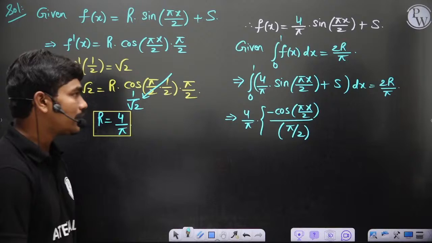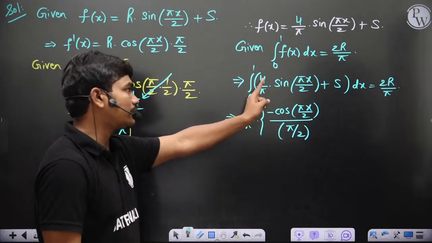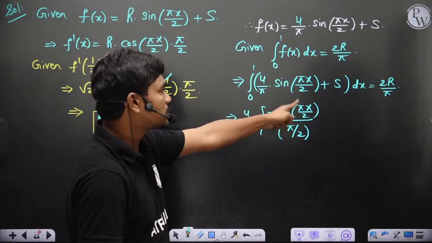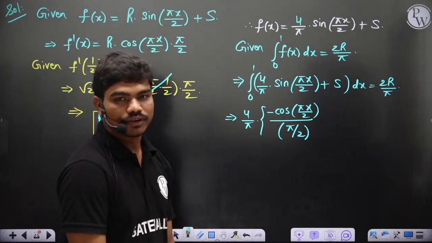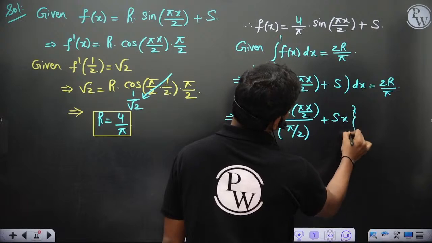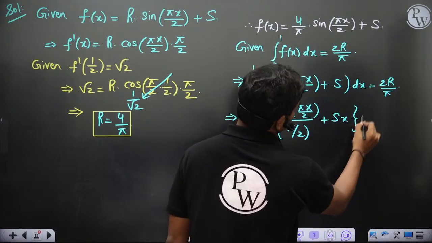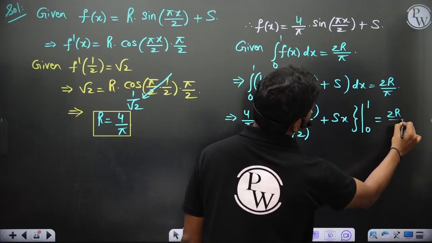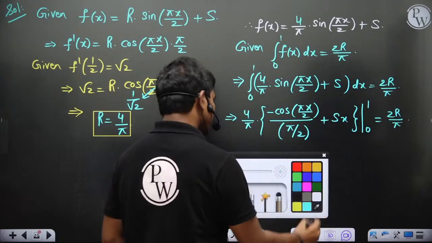Correct. 4 by pi times minus cos pi x by 2, because the integration of sin is minus cos, since the differentiation of cos is minus sin. So minus cos pi x by 2 divided by pi by 2, of course. Plus the integration of this value is s into x. So within the limits 0 to 1, it is equal to 2r by pi, of course. Okay, so you can simplify this.